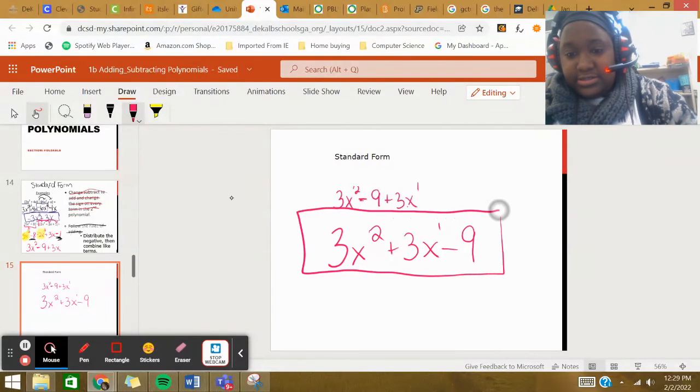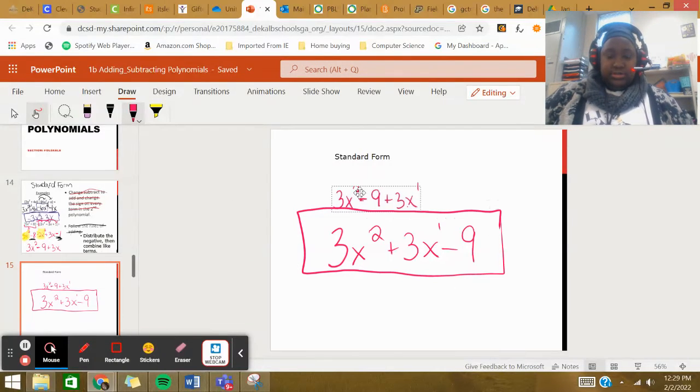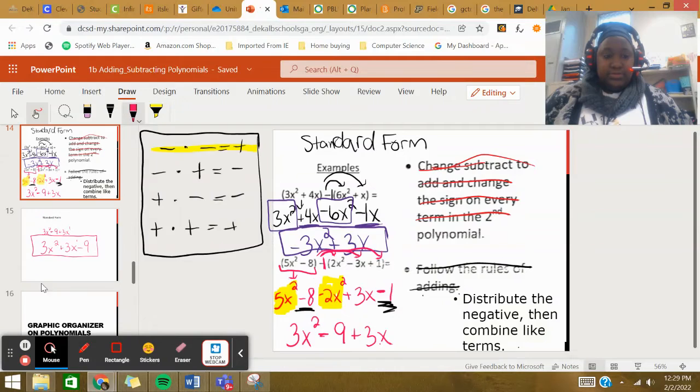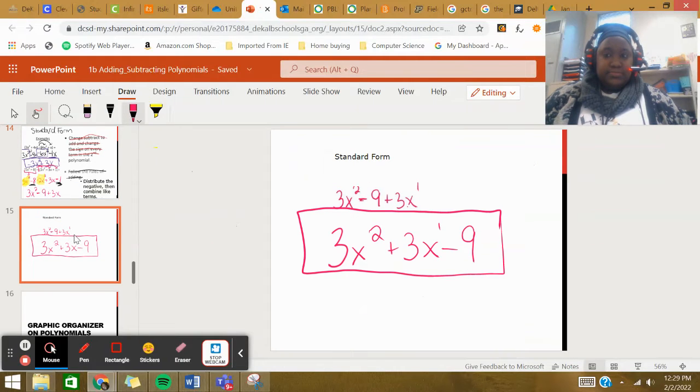So here's the final answer for this question on the foldable. Pause the video at this time, again, to go ahead and copy this down. And you can also go back to the slide to get the steps where I distribute the negative and then combine like terms.